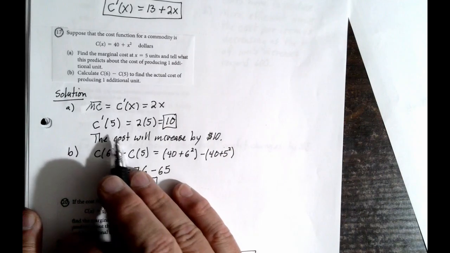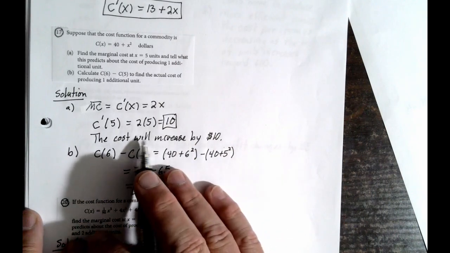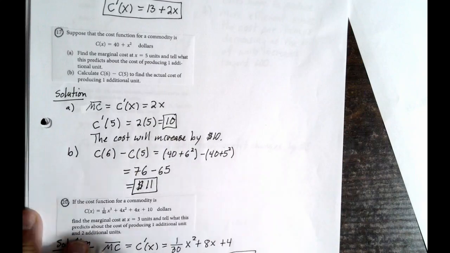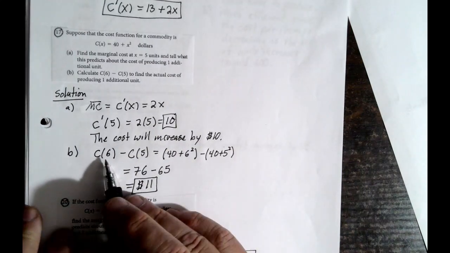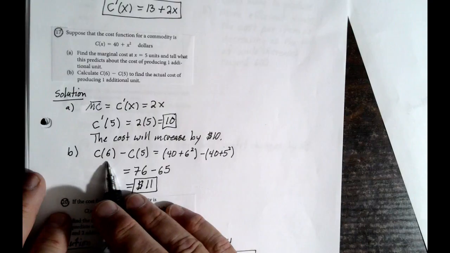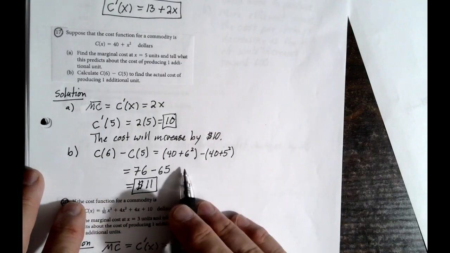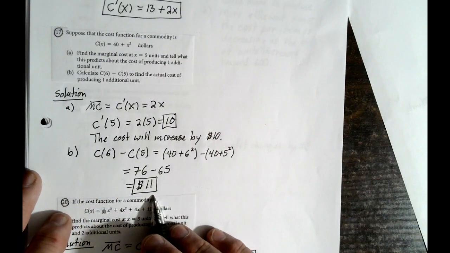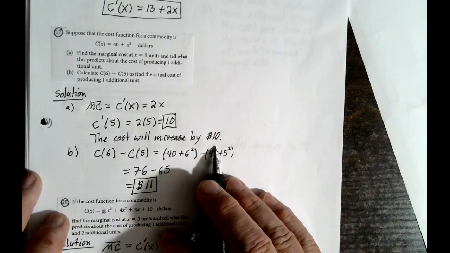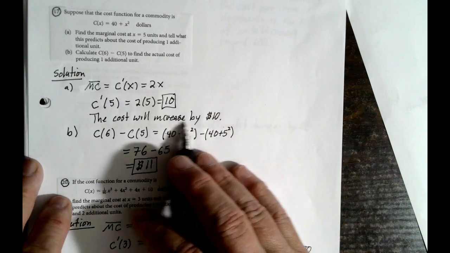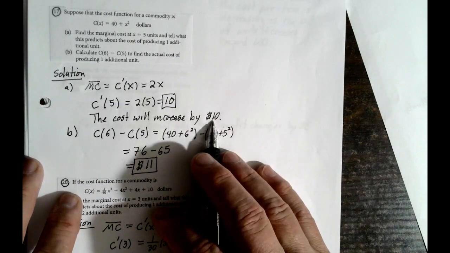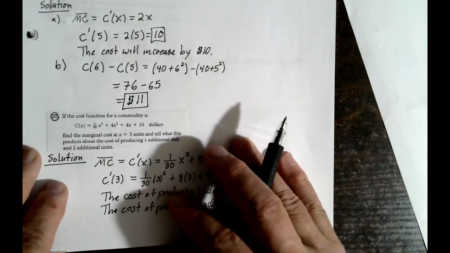Plug in a 5, and this guy is going to tell you the cost of making the next item, the 6th one. If you calculate the cost of making the 6th item and making 5 items and take the difference, it's actually $11. But we predicted it was 10. Again, this marginal cost is an approximation.